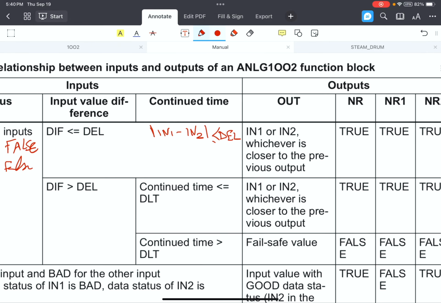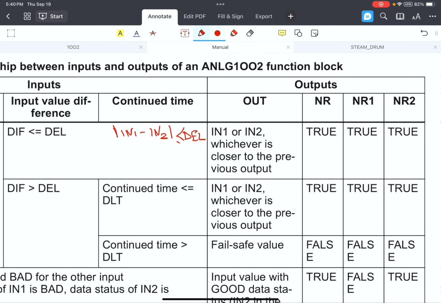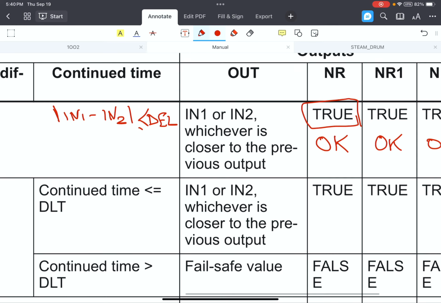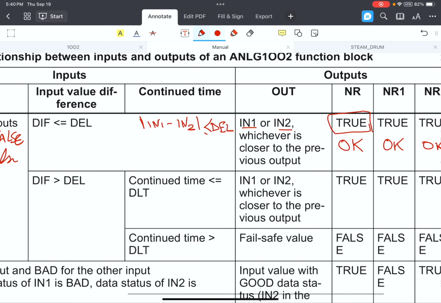The quality normal, NR, the overall status of the signal, is getting true. It means the overall signal processing is okay, normal 1 is okay, normal 2 is okay, and of the values reported from input 1 and input 2, the value that is closer to the previous output will be reported as the output of the block.